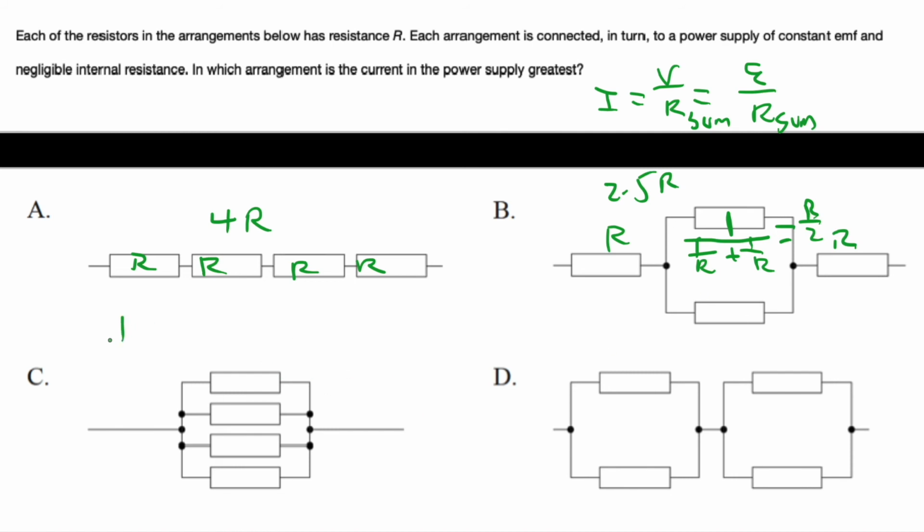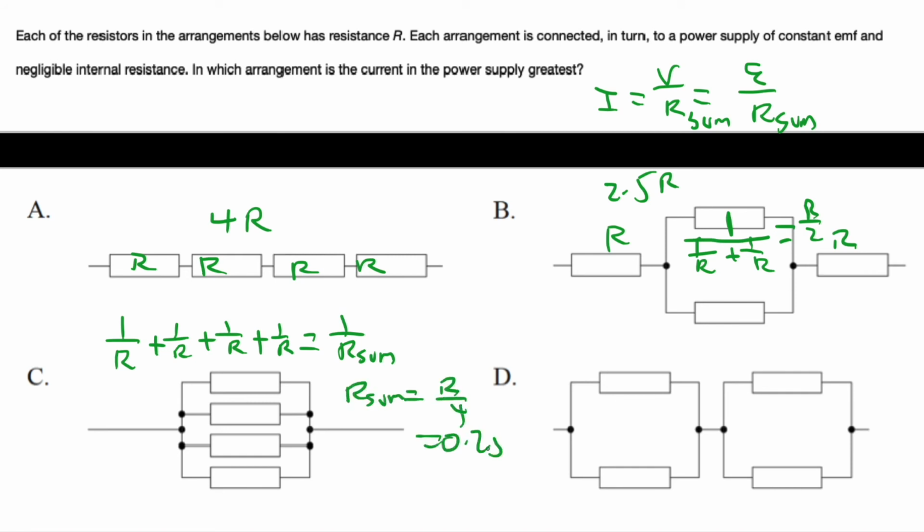For here, it's going to be 1 over R plus 1 over R plus 1 over R plus 1 over R, equal to 1 over R sum. So our sum is going to be R over 4, which is equal to 0.25R. Here has a resistance of R over 2, and here also has a resistance of R over 2. So the circuit is going to have a resistance of R. So C has the smallest resistance, which means it's going to have the greatest current.